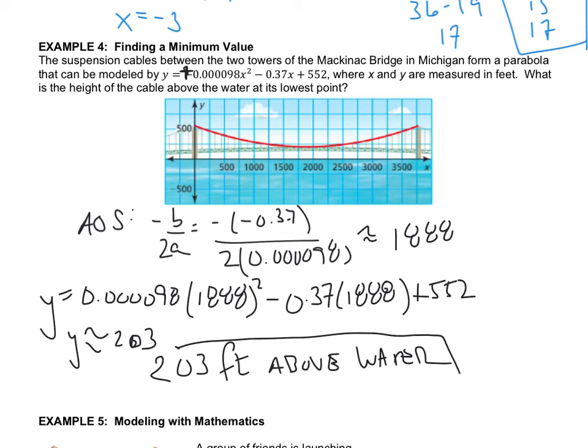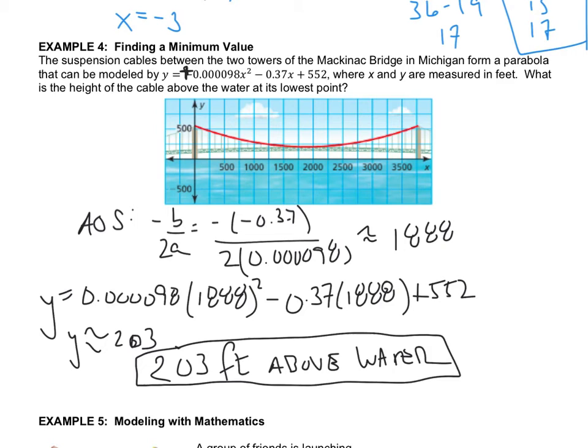Now, another question that could have been asked here, which hopefully we can figure out pretty quickly, what is the height of the suspension cable at the post? Well, certainly at least of the left-sided post. Well, that would be our y-intercept. So that would be 552 feet if that question was asked.